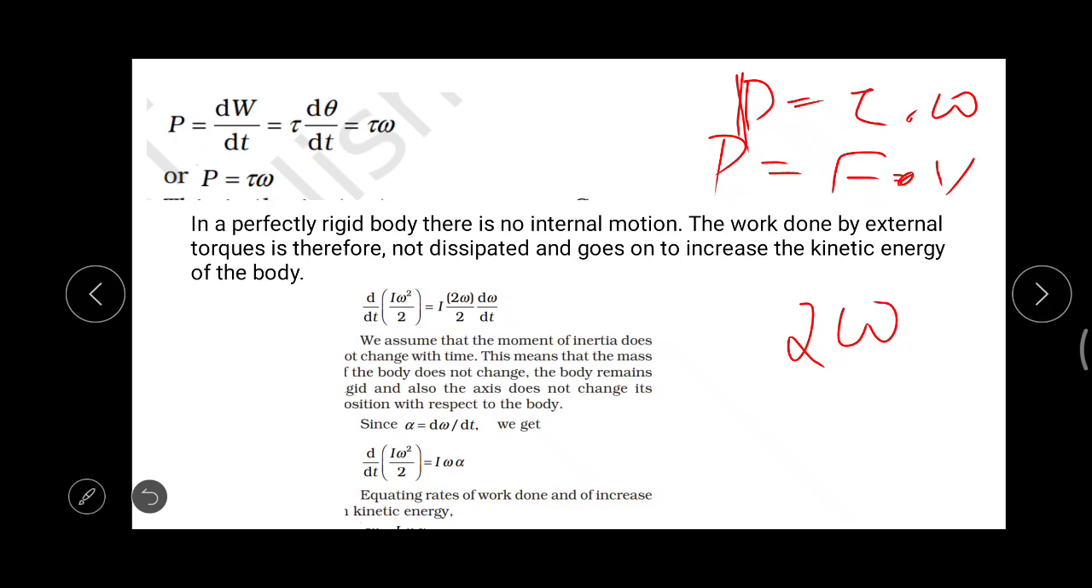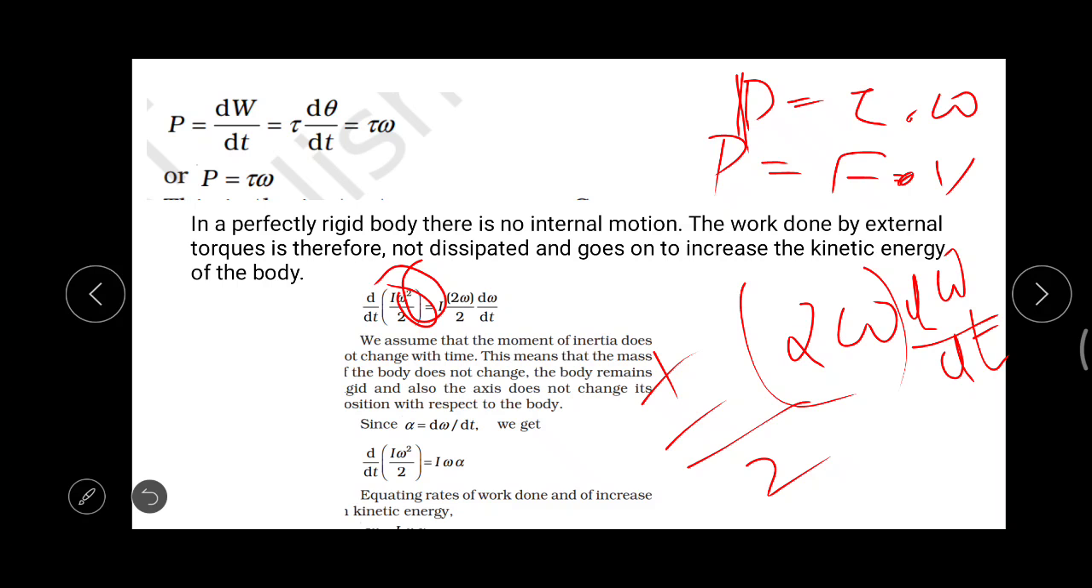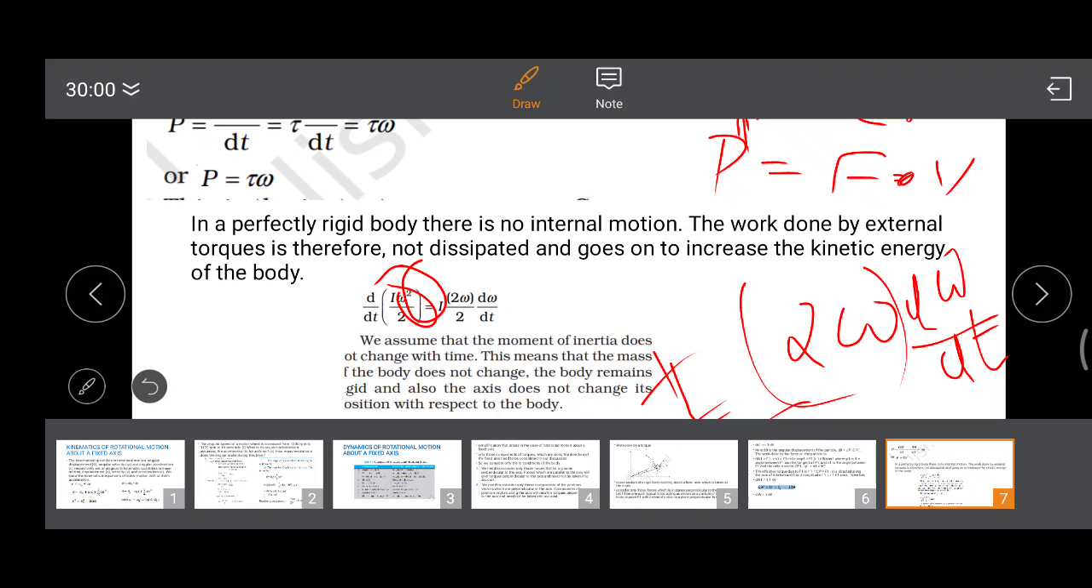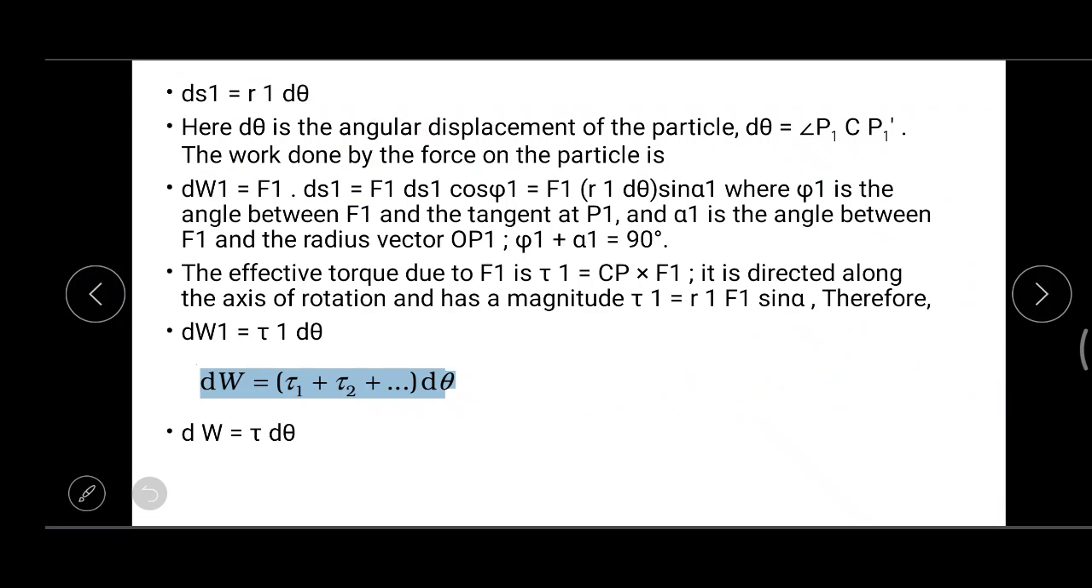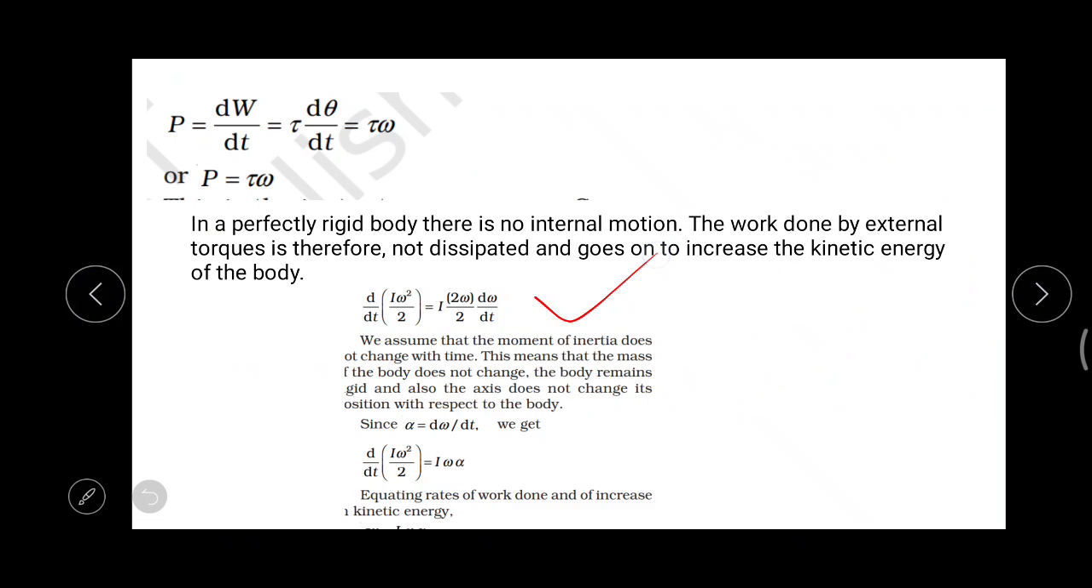And now again we have to find the d by dt of this omega. For omega square we have done it; now for omega it becomes d omega by dt. So 2 omega d omega by dt, and I by 2 will also be there. That is actually the d by dt of I omega square by 2.